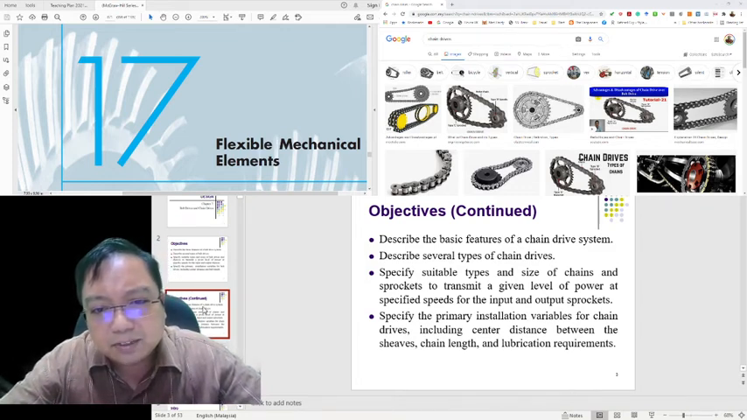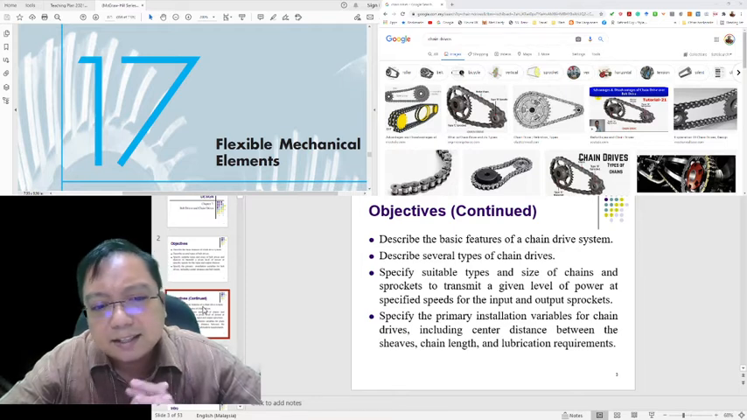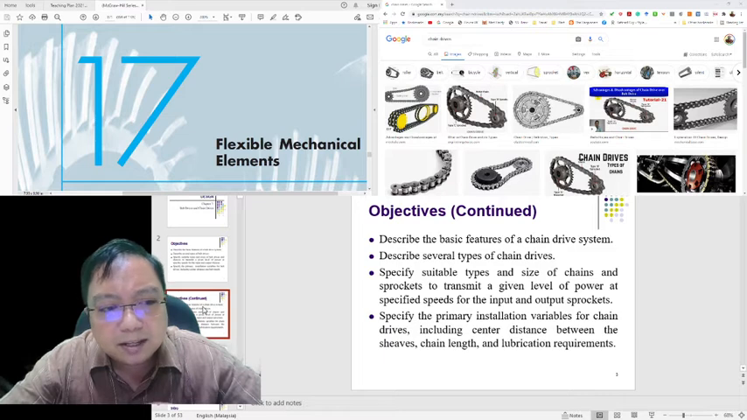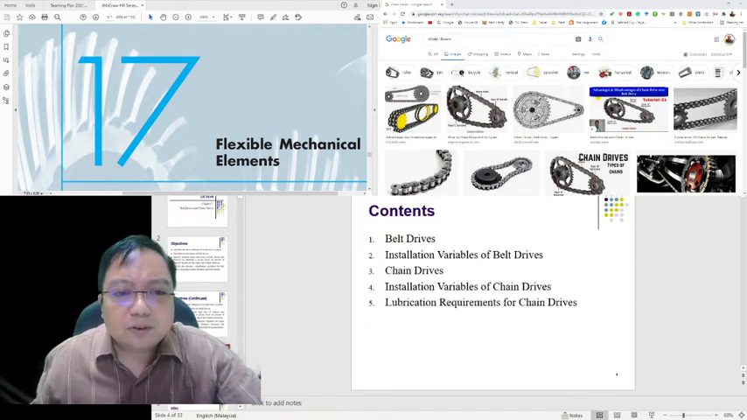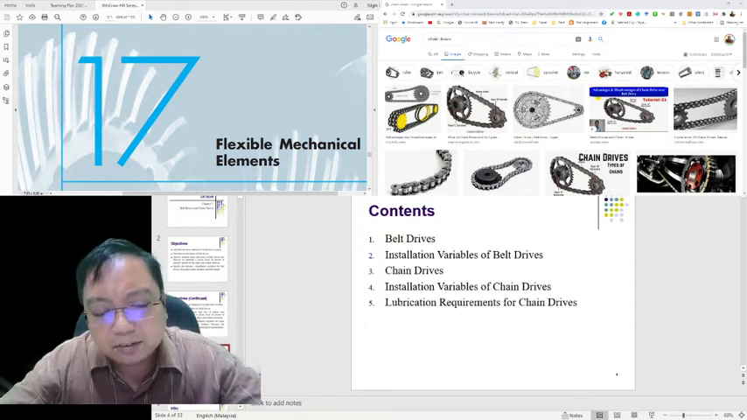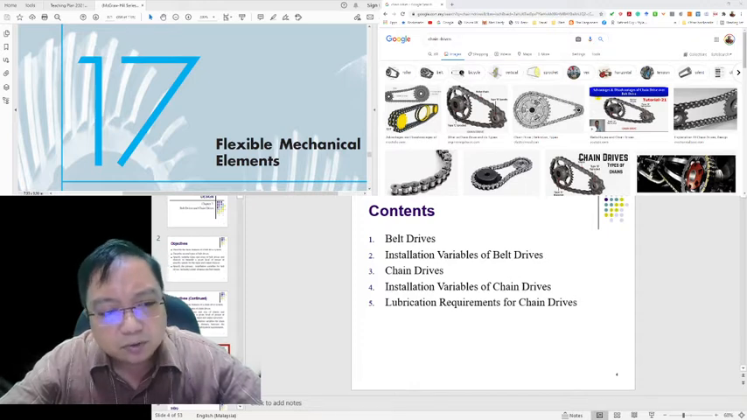Next, describe the basic features of chain drive systems, describe several types of chain drive, specify the suitable types and sizes of chains and sprockets to transmit a given level of power at specific speeds for the input and output sprockets. And lastly, specify the primary installation variables for chain drive, including center distance between the shafts, chain length, and lubrication requirements. So the content for this topic is first the belt drive, then the installation variables of belt drive, the chain drive, the installation variables of chain drive, and the lubrication requirements for chain drive.